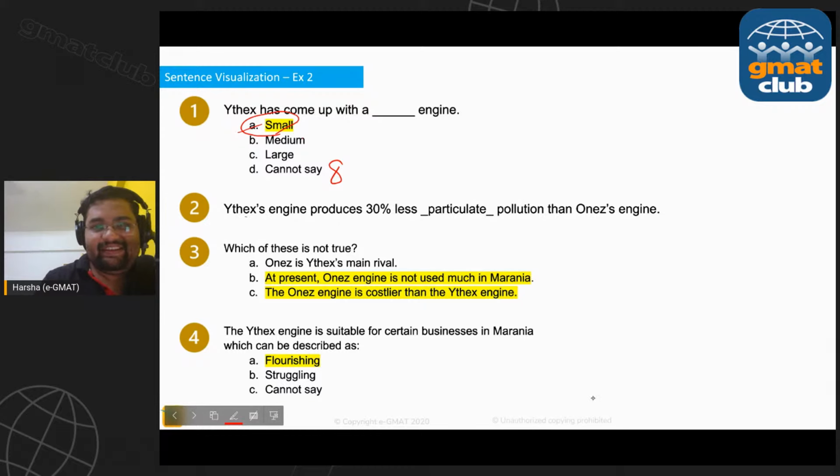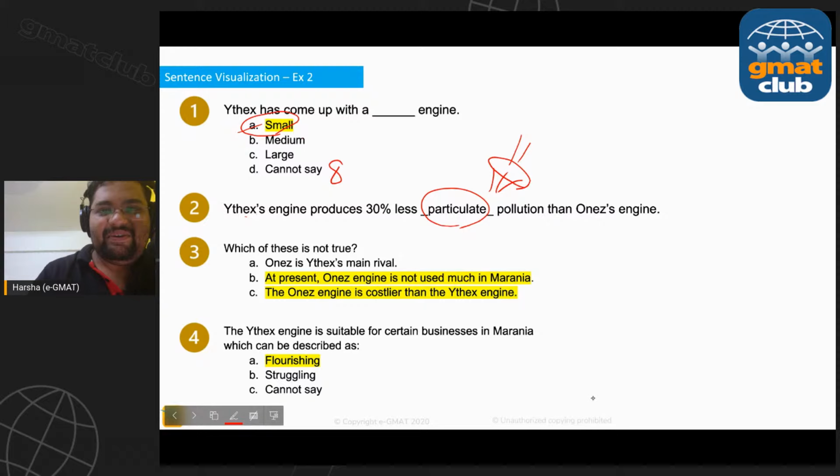Second question. What kind of pollution? It was particulate pollution. Now, a lot of you got it, but I did see some interesting, funky answers also. For those of you who got all those other answers, what made your brain not focus on particulate? Why did your brain not process particulate? That's the question you have to ask yourself.